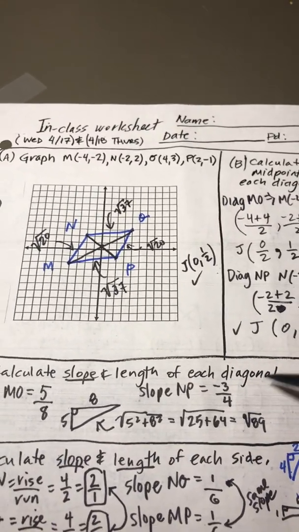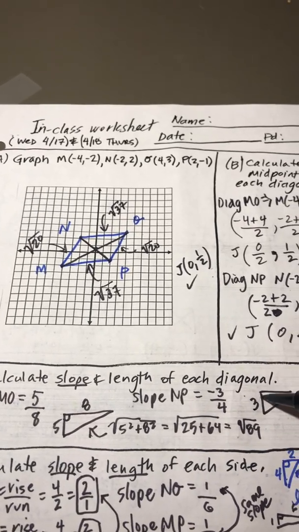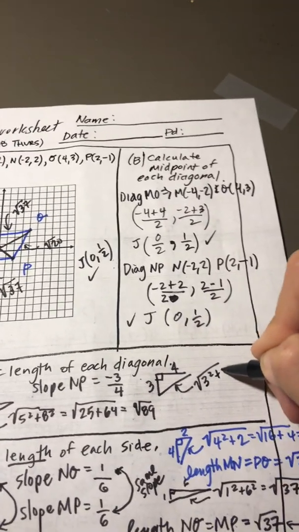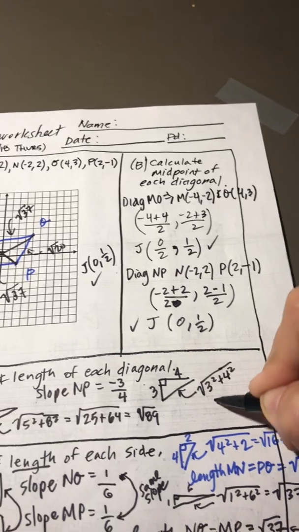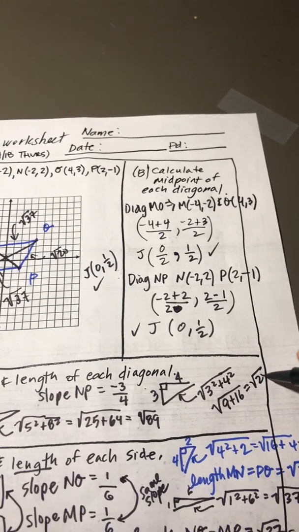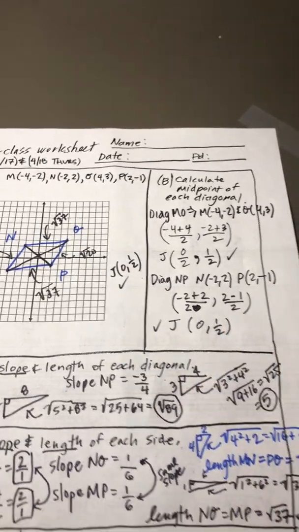Let's go ahead though and find the length as they've asked. So I fell 3 and I ran 4. I hope you're recognizing that's a pretty popular triangle right there. I'm going to get the square root of 9 plus 16, which is the square root of 25. So the length is 5 of that diagonal.